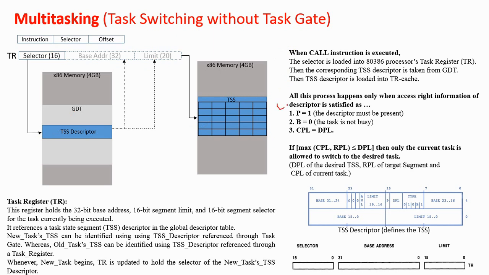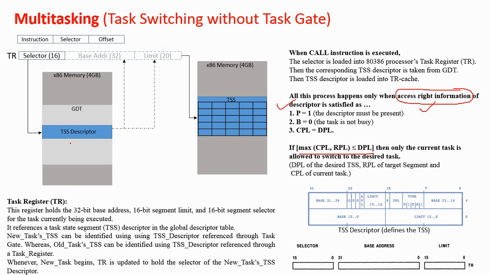All this process happens only when the access write information, that is the information related to privilege level, of the descriptor is satisfied. So which is the access write information? CPL, RPL and DPL. Those fields are needed to check, but along with those fields there is some information which is also needed to be checked.